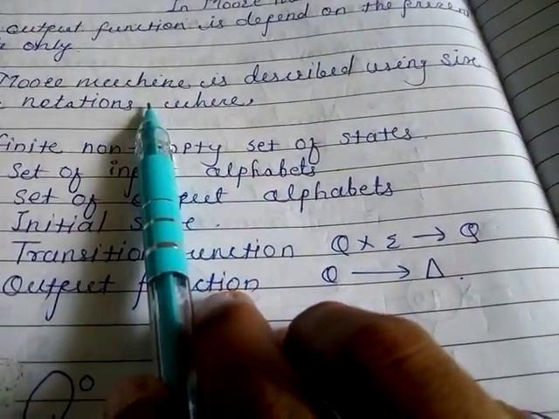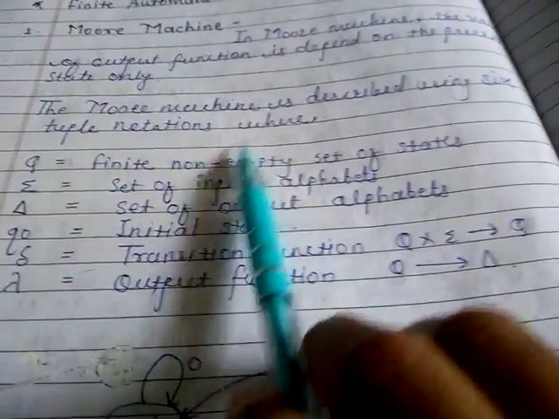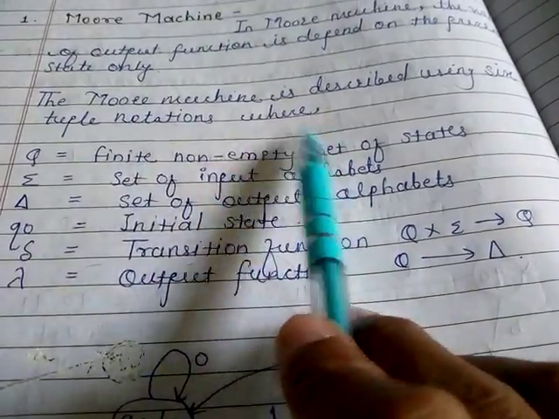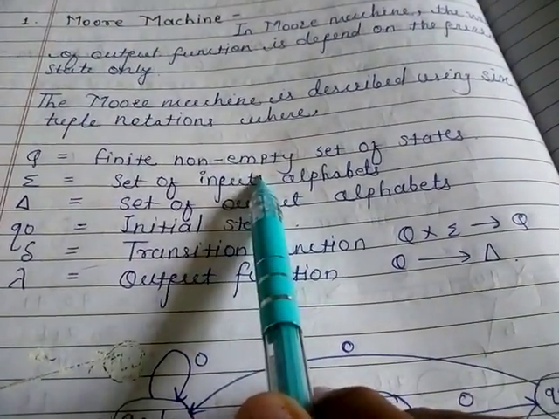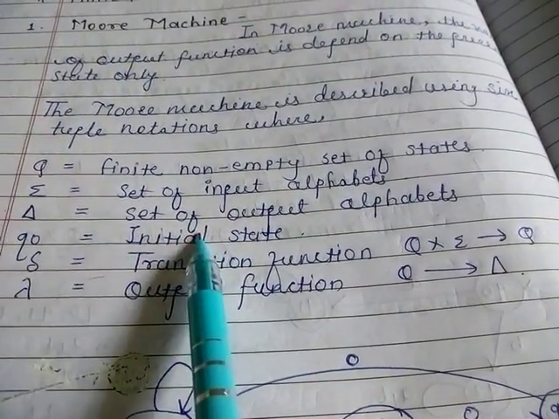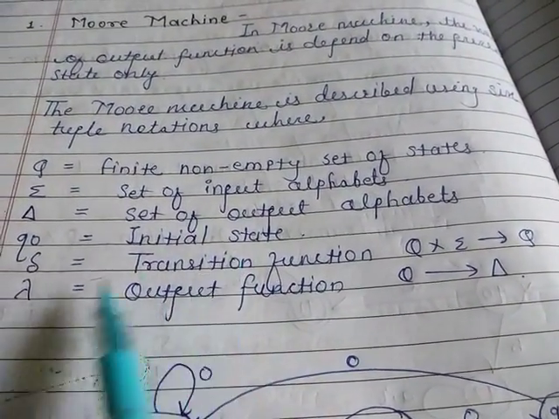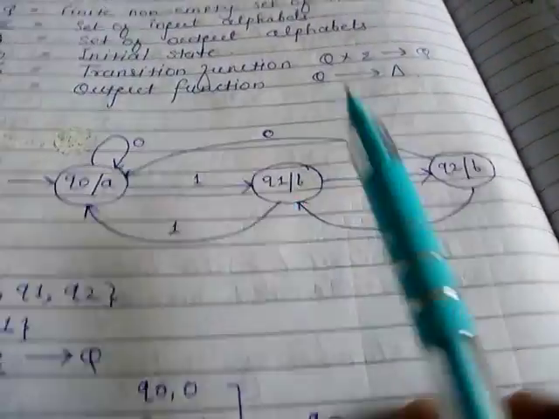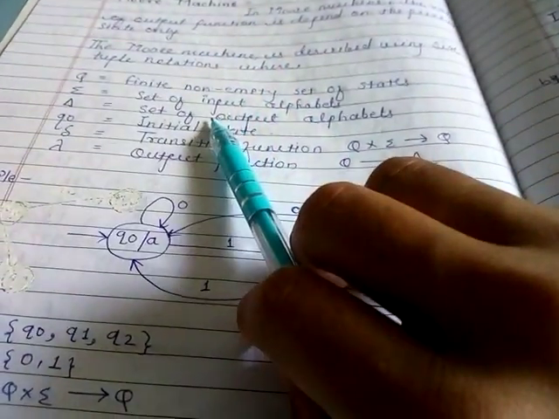The Moore machine is defined by a 6-tuple notation. These 6 tuple notations are these. Q is the finite set of states, sigma is the set of input alphabets, capital delta is the set of output alphabets, Q0 is the initial state, delta is the transition function, and lambda is the output function. Now with the help of this finite automaton we will see what these 6 tuple notations are.